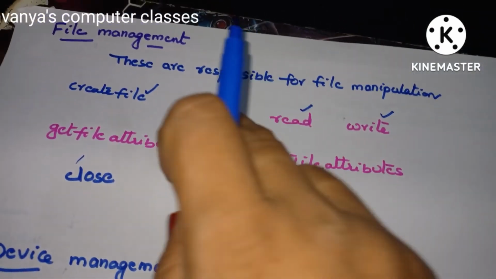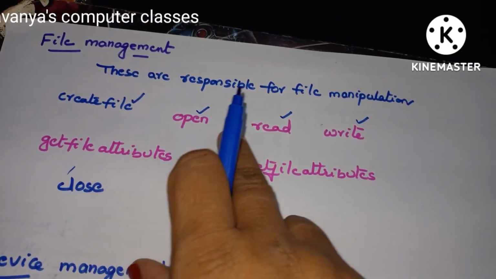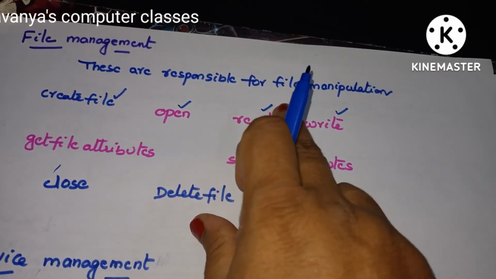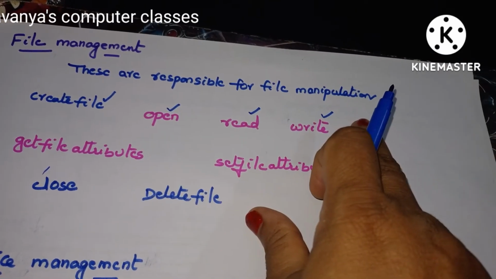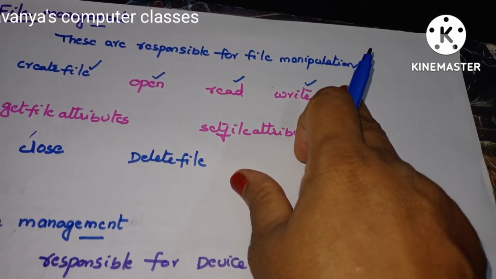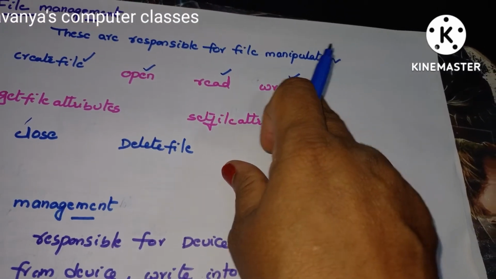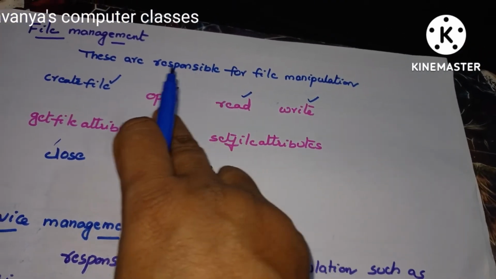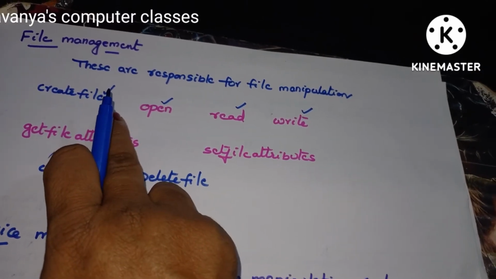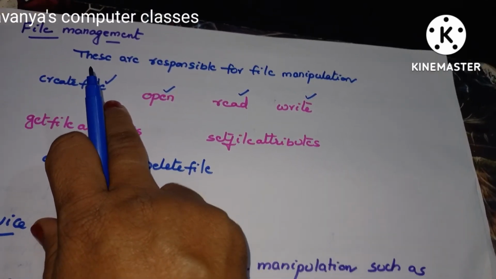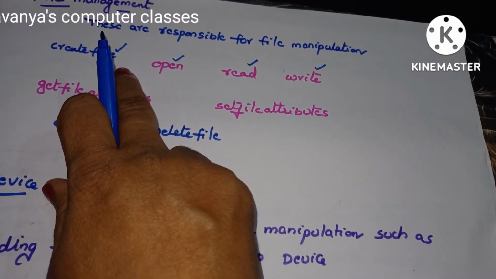Now the second system call category is file management system calls. These file management system calls are responsible for all manipulation commands. Which commands we require for manipulating a file, those are all available in this category. If we want to work with a file, first we have to create a file. For that we need one system call, called the create file system call.